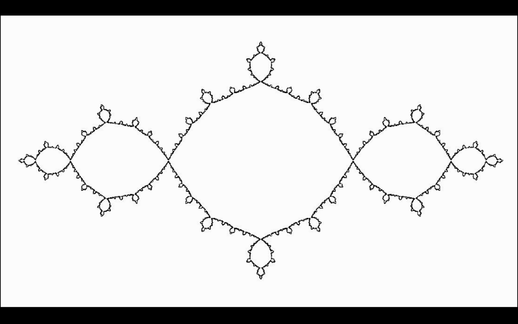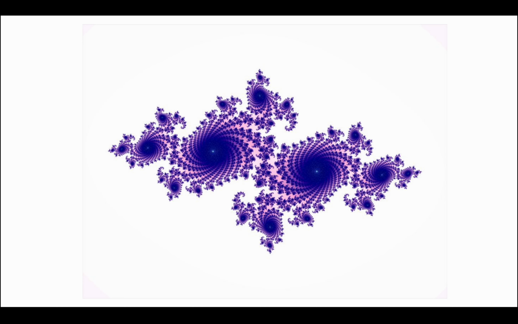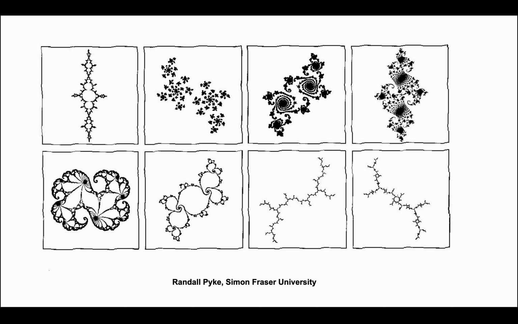And as you can see, there's some nice self-similarity properties to this. It's a fractal-like structure. This is another example. It is different from the previous one in that it doesn't have distinguished blobs. And here is an array of examples, which I've taken from Randall Pike's website, from Simon Fraser University. As you can see, there's a rich collection of examples of Julia sets, and I wanted to create a tool that allows one to quickly arrive at these examples.